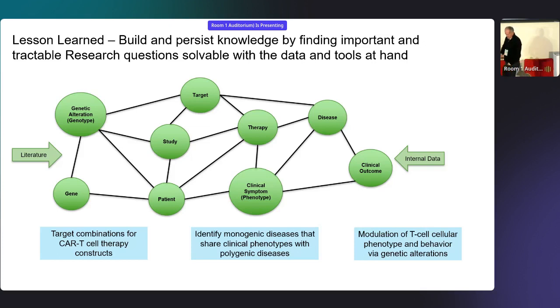These are projects that we've done over the course of the last three years, trying to find combinations for cell therapy constructs. So if you hit one target on a cell, what would happen if you hit two, and which two would make the most sense? These are questions that perhaps already have answers out in the literature, but can we mine our internal data? And if we only had a model by which we could, and the data aligns to that model to bring that data together, can we answer these questions?